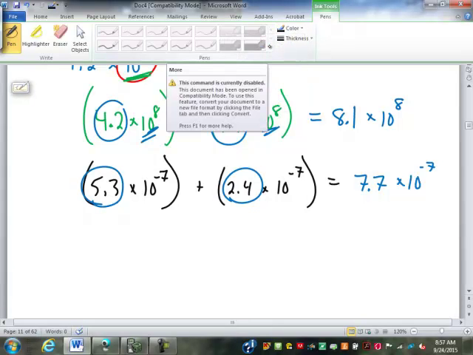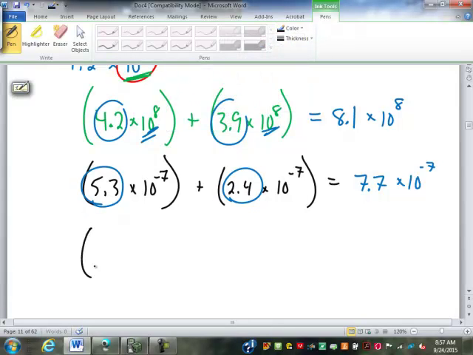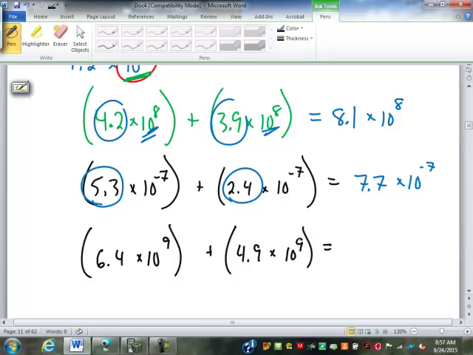Now there are some complications that can come into this. We can have 6.4 times 10 to the 9th plus 4.9 times 10 to the 9th. Do they have the same name? Yes, they do. So we're going to combine the counts. 6.4 plus 4.9 is 11.3, correct? Times 10 to the 9th. But there's a problem with this right now. Can anybody tell me what it is?